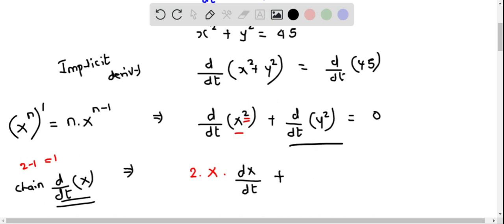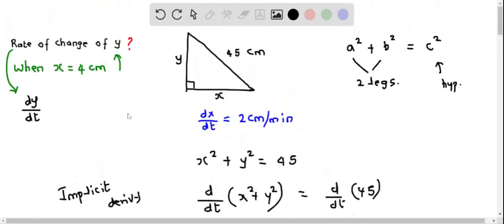Now let's apply the same thing to the second term. First we apply the power rule, so we get 2 times y, and then we use the chain rule and find the derivative of only the y, which gives us dy over dt, equals 0. We will utilize the given conditions to substitute into this equation. We are given that at x equal to 4 centimeters, dx over dt is 2 centimeters per minute.